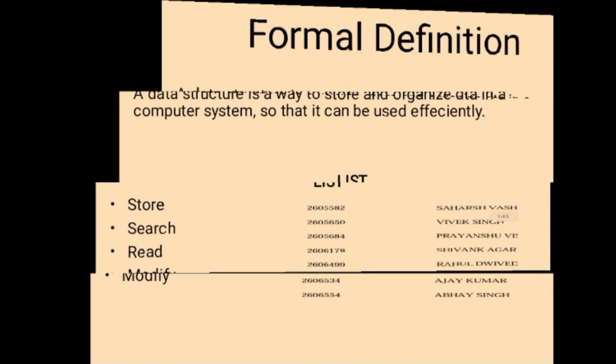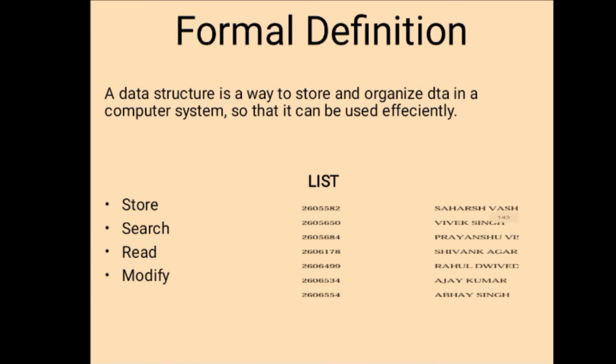So let's look at the formal definition of a data structure. A data structure is a way to store and organize data in a computer system so that it can be used effectively. So let's understand what this definition is trying to say. A list is a very common kind of information we use in our day-to-day lives, and these are the very common operations that we perform. If there is a list on a paper, it is very easy for us to add something in that list, or search something from that list, or modify it. But if that list is stored in the computer's memory, then there are some algorithms, then there are some codings done so that these operations can be performed.